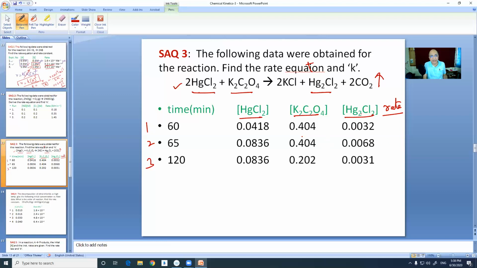That is dx by dt, delta x by delta t. Initially we do not know the initial concentration, but the product was 0. Therefore, whatever is the x, that is the total product concentration at time 60 minutes. So dx by dt is delta x by delta t. That means this concentration divided by this. You make another column and write it down. That is the rate at 60 minutes.